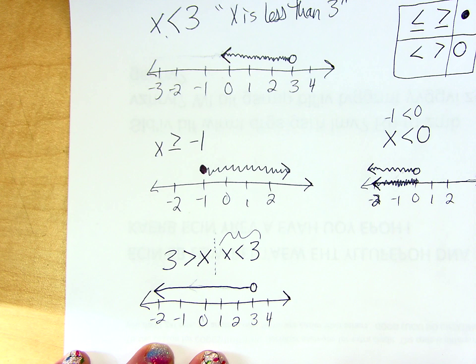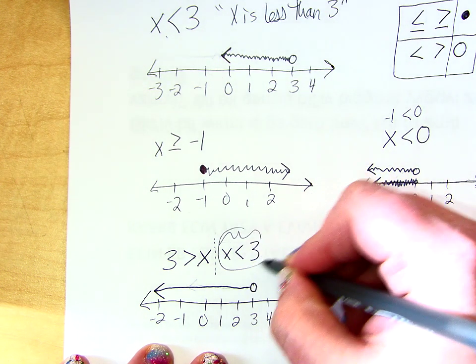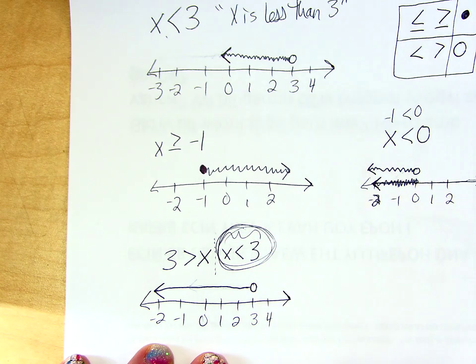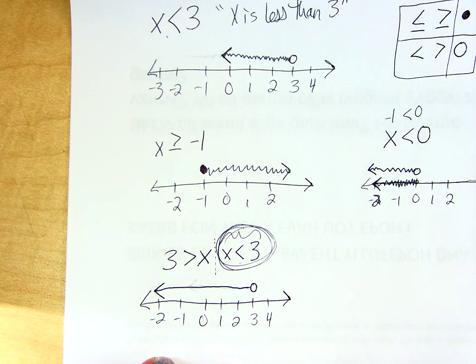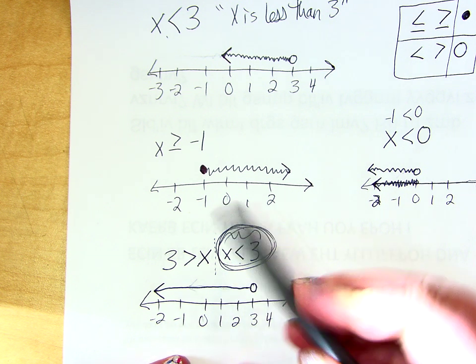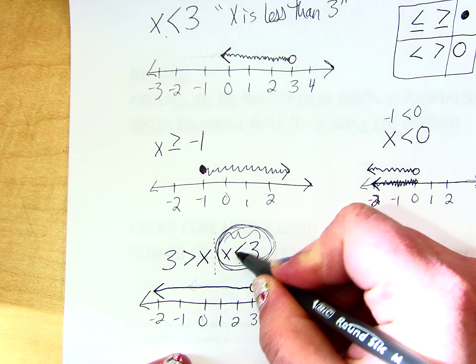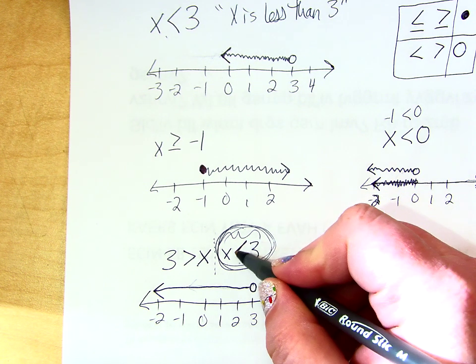Don't forget that you can always check yourself. So me, I like doing this. I rewrite it this way. That's what I do. Are you wrong if you don't? No. But it's so easy. And guess what? There's another helpful little hint. If the variable comes first, and this only works if the variable comes first, this inequality symbol tells you which way the line goes. It points at it.